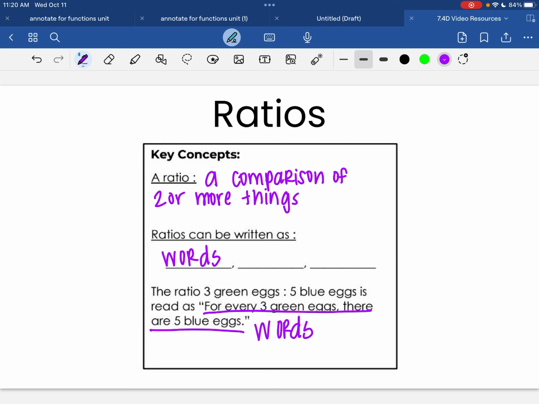I can write them using a colon. And so that example is right here where it says the ratio 3 green eggs to 5 blue eggs. Or I can write them as a fraction. So they don't have a fraction already written, but if I know it's 3 green eggs to 5 blue eggs, then I can say that that is 3 green to 5 blue. And so all 3 different versions of the ratio represent the same thing.